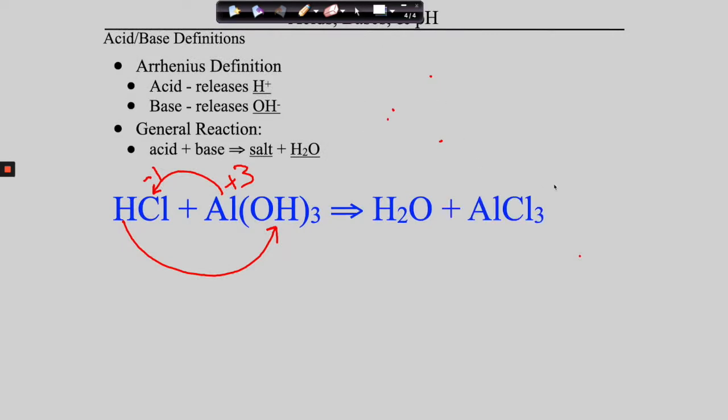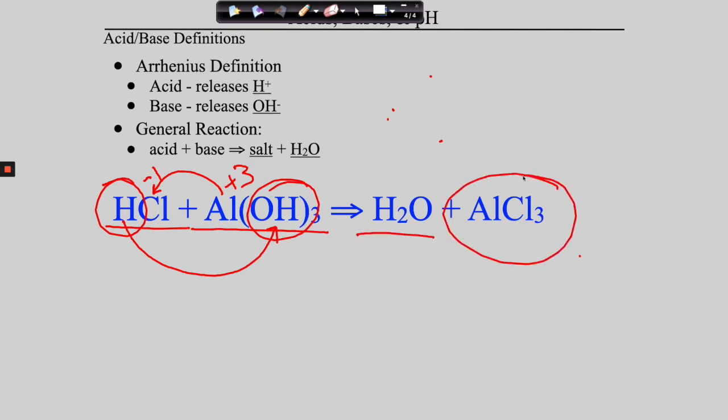Now, we're not going to spend the time to balance this. You easily could, but it's not the point. What you do need to see is that we have an acid that contains hydrogen and a base that contains hydroxide, and we get out water and we get out a salt. That is the general reaction for an Arrhenius acid-base reaction.